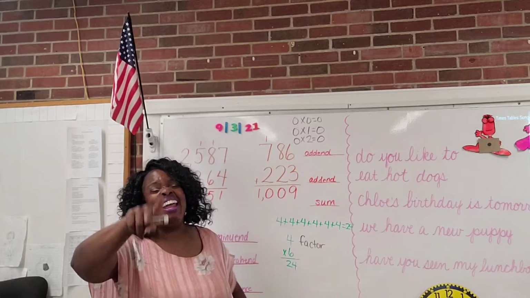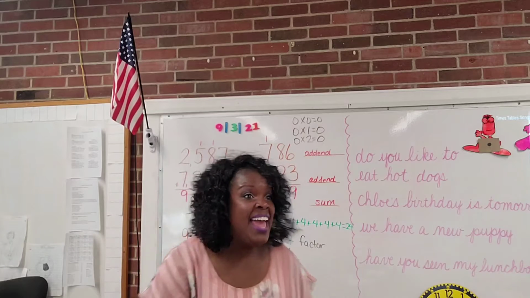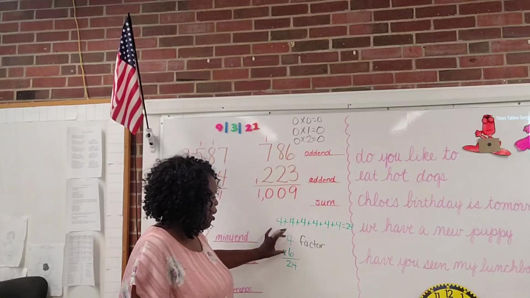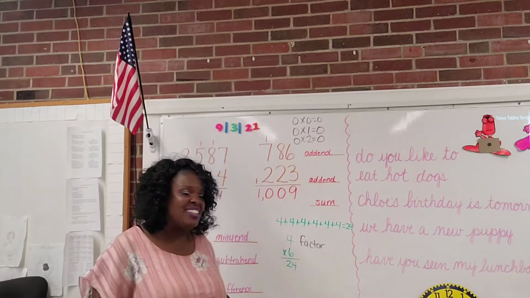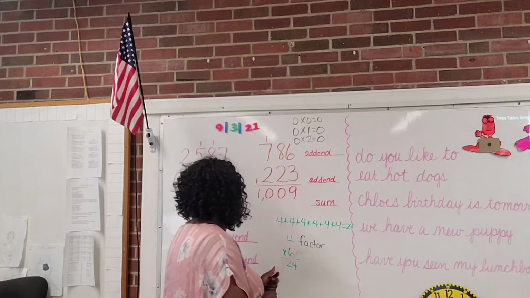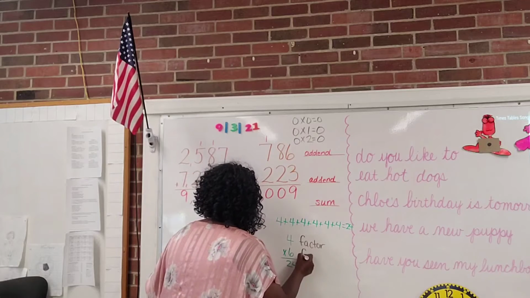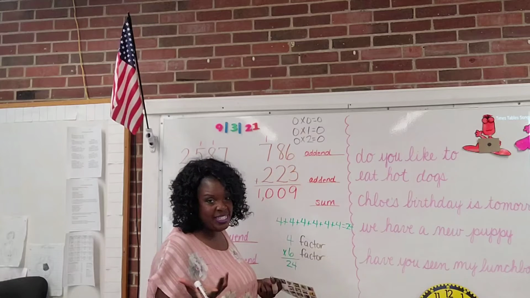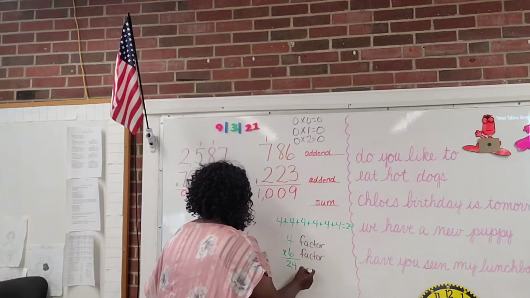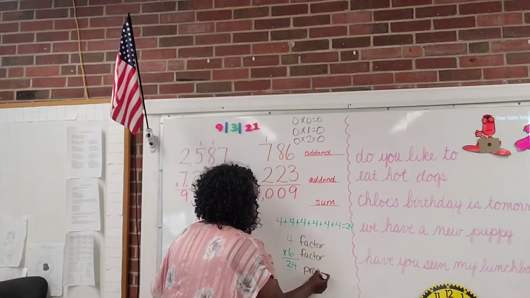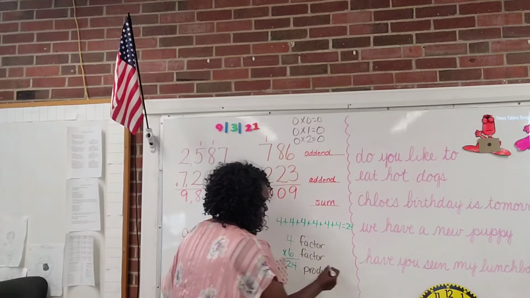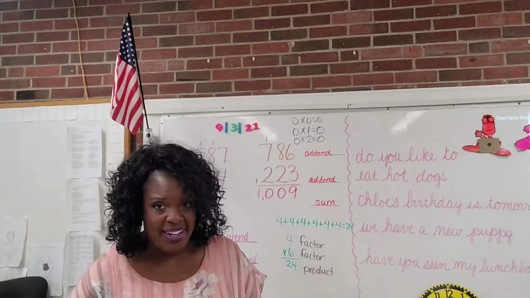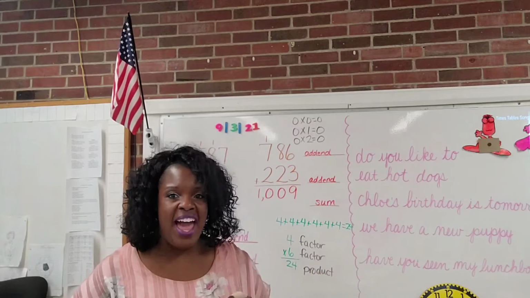Some of you are way too smart for your own good. Yes, just like these are both addends, these are both factors. Factor and factor again, smarties. So factor, factor, and then the answer is different like it is for addition. It's called the product. Can you say that? Product. So it's factor, factor, product. Say that. Factor, factor, product.